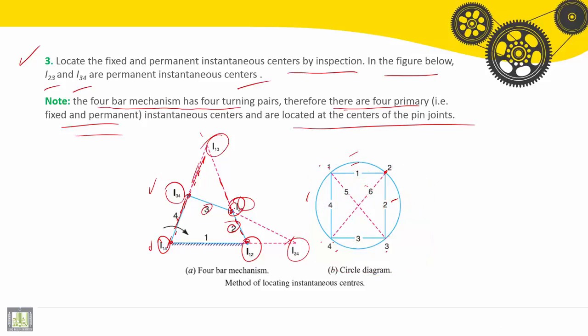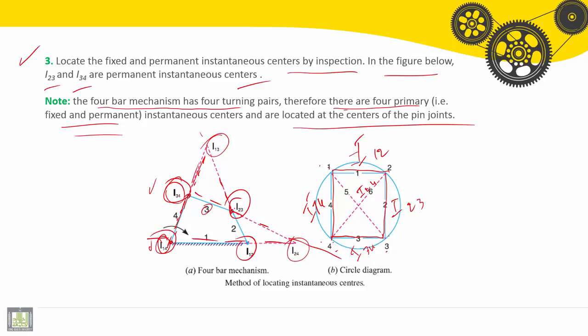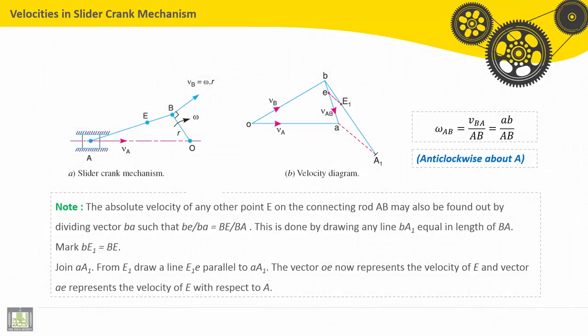In the same way, how to find I24? Number 6 is I24. We go through I23 and I34: I23 is here, I34 is here, and we draw the line. In the same way, we draw the line through I12 and I14. The intersection here is I24.